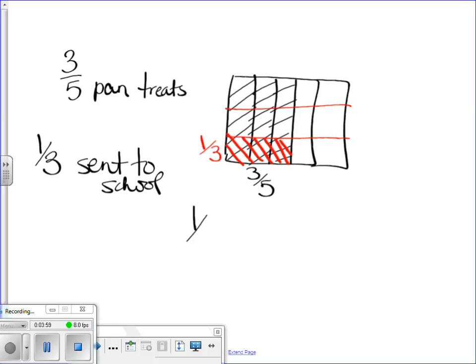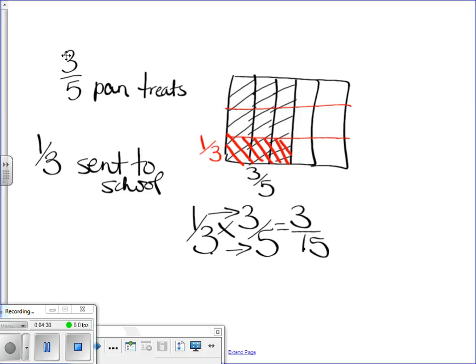So 1/3 times 3/5. So 1 times 3, 3. 3 times 5, 15. So then it's just 1, 2, 3, 4, 5, 6, 7, 8, 9, 10, 11, 12, 13, 14, 15. So your model helps you check your answer. So your denominator would be 15, and I have 1, 2, 3 that overlap.